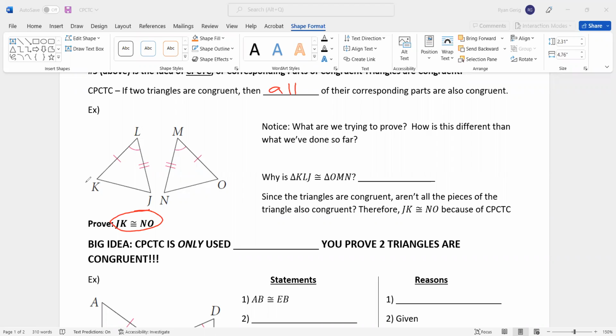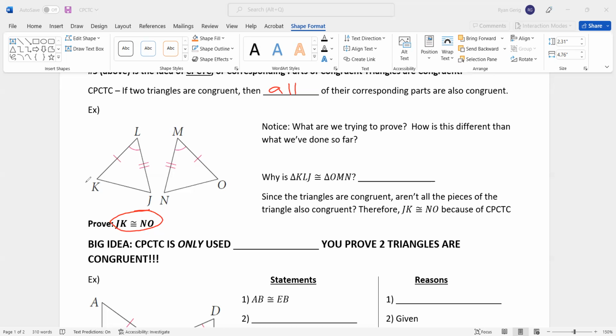The first thing I want you to see is that we're proving something a little differently now. Everything up till now has been prove the 2 triangles are congruent, prove the 2 triangles are congruent. Now I'm saying prove that 2 sides are congruent, or maybe 2 angles, or something like that. What are we trying to prove? We're trying to prove sides are congruent. How is this different than what we've done so far? I just said that we're not proving the triangles are congruent, or are we?